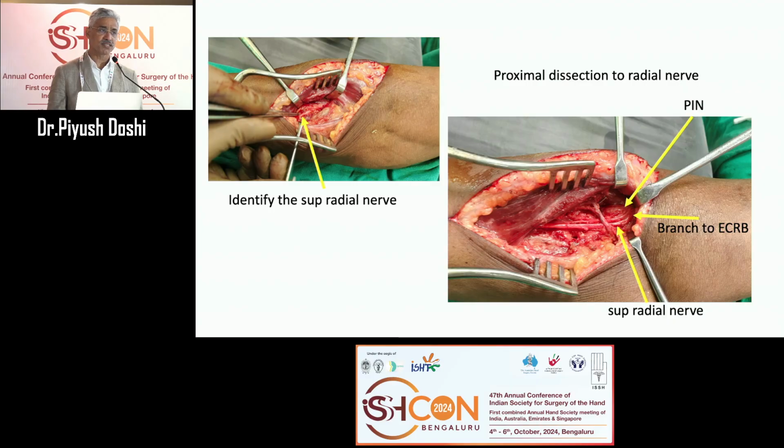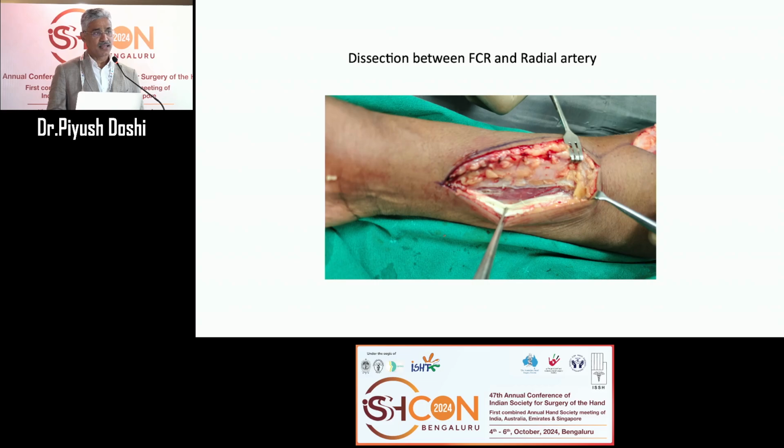When you trace it proximally and reach the radial nerve, you can see three branches there. One is the superficial radial nerve, another major branch is the posterior interosseous nerve, and in between the two you will find a tiny branch, which is the nerve to ECRB. And for the PQ branch of AIN, we dissect between the FCR and the radial artery.